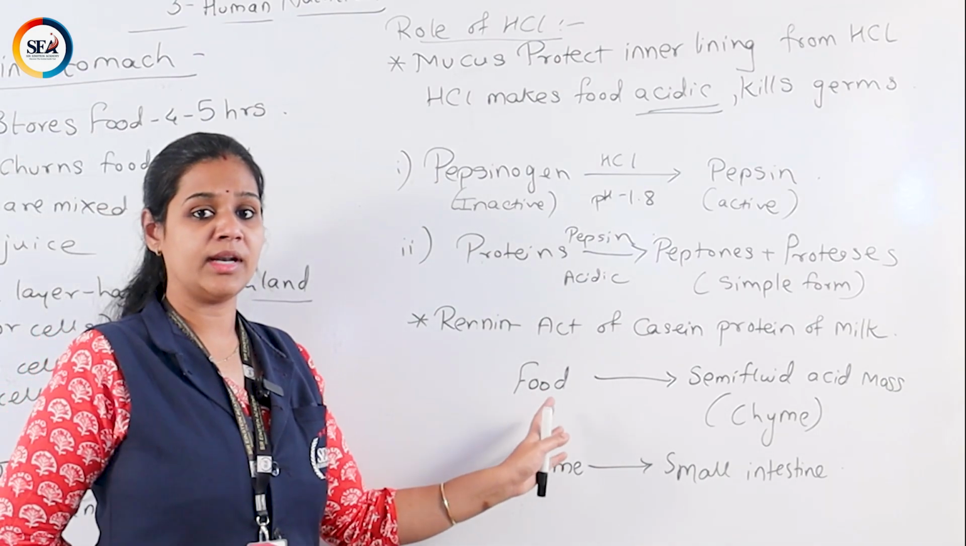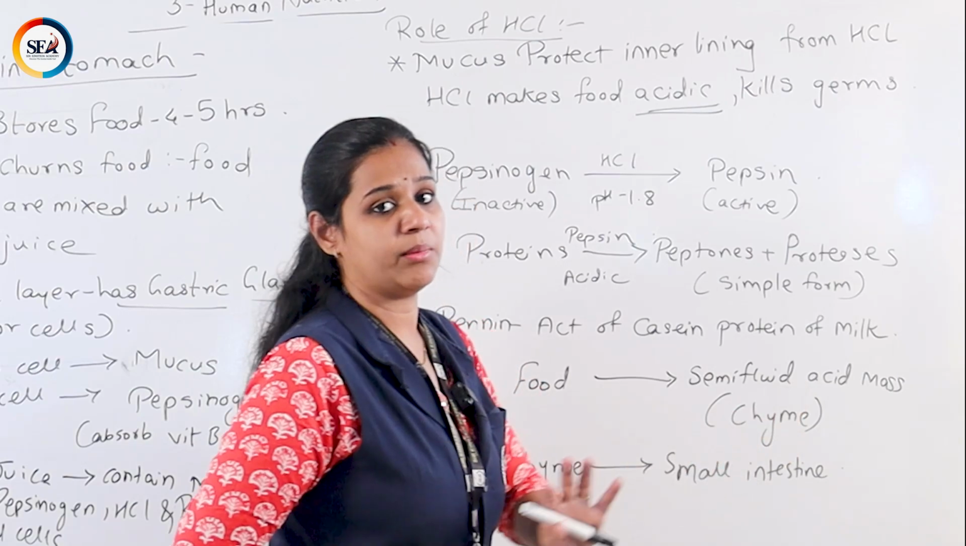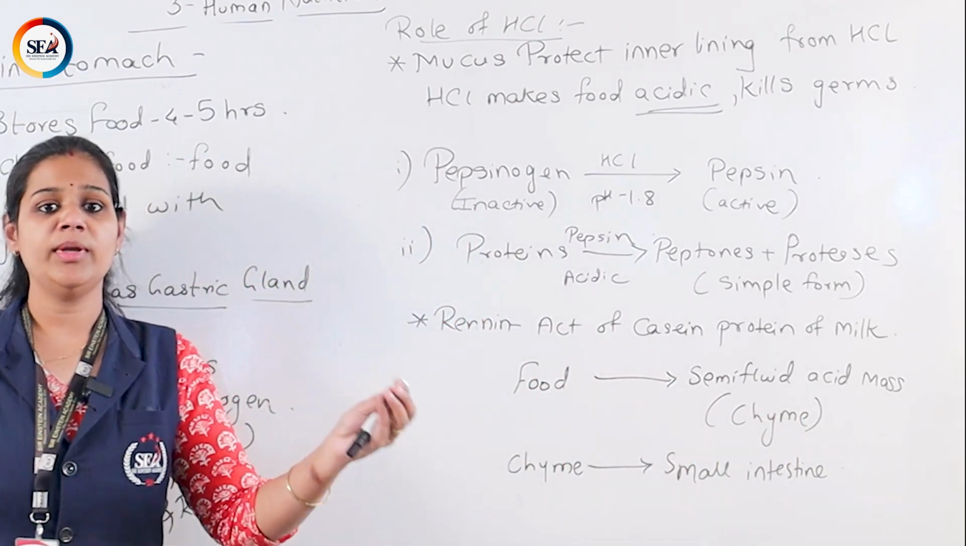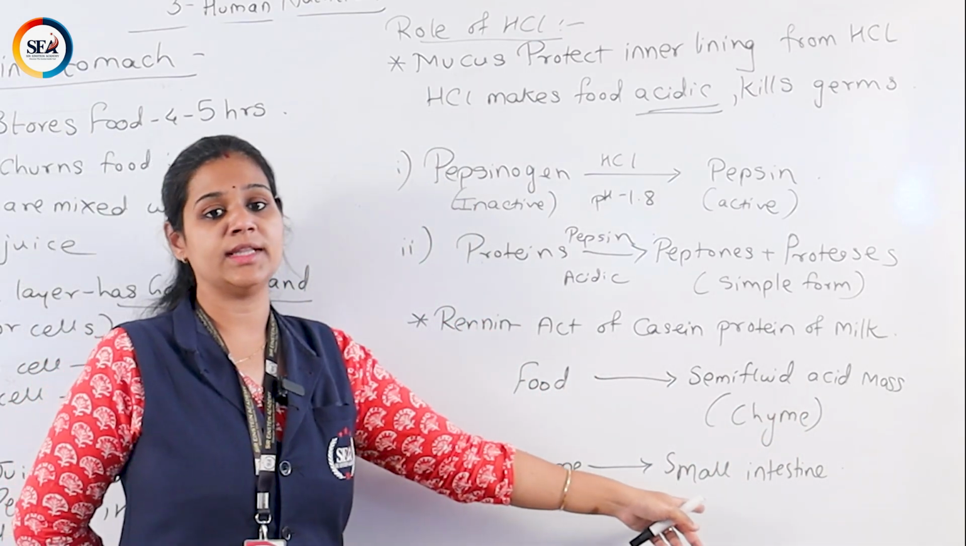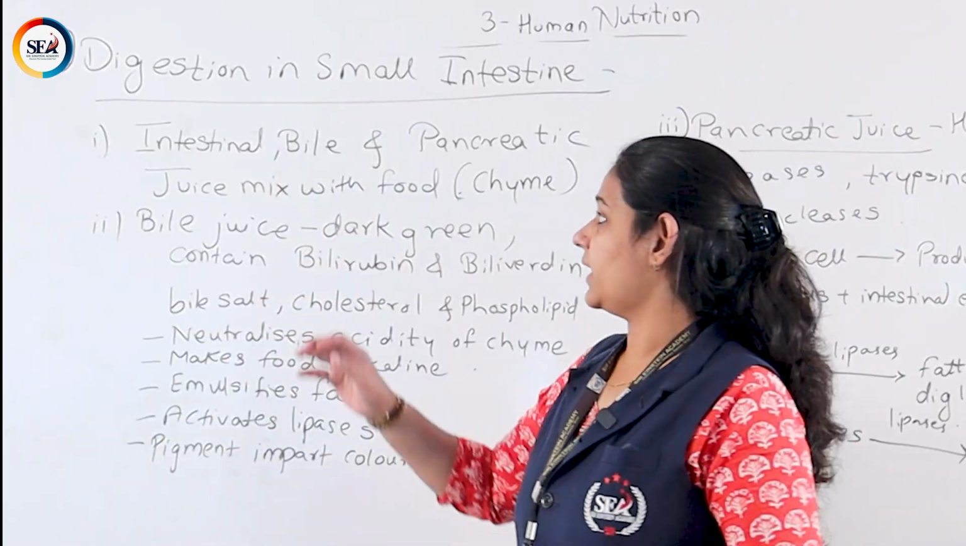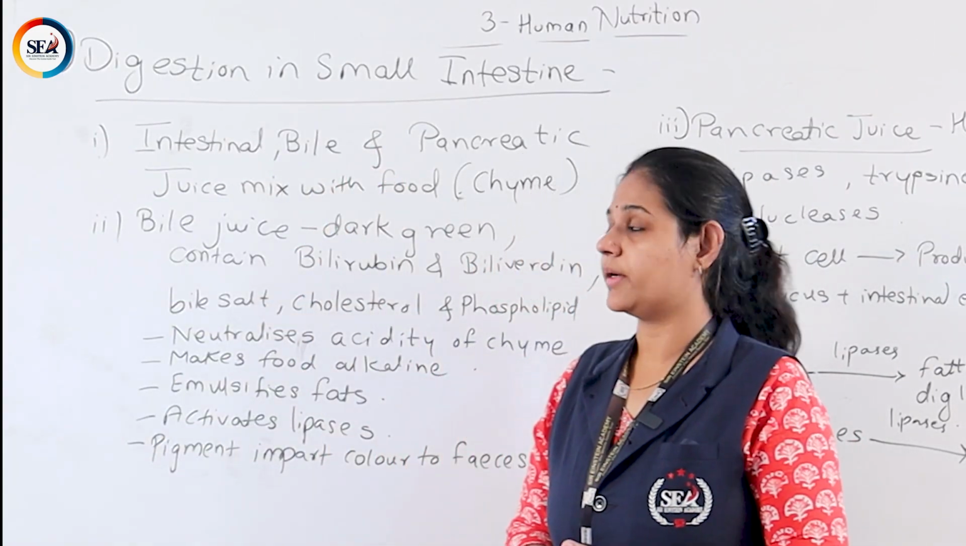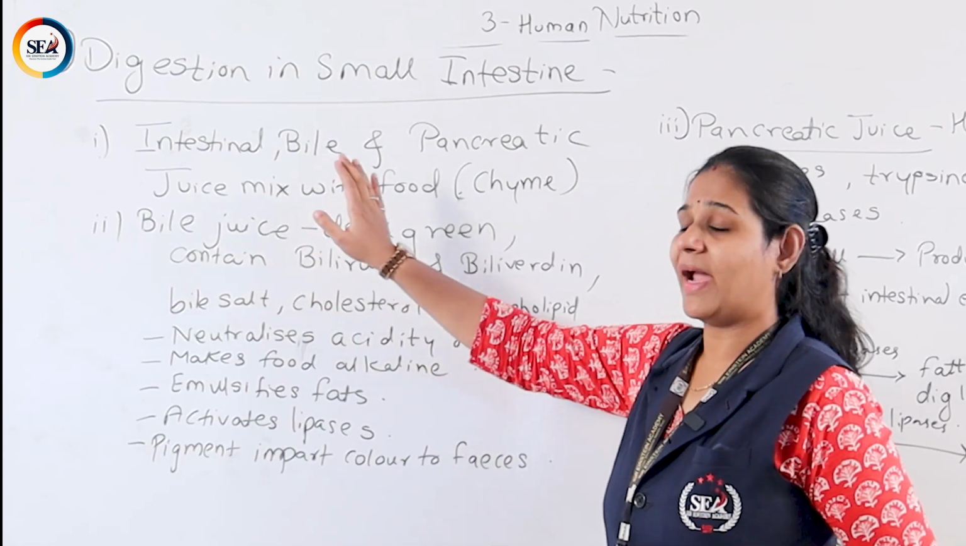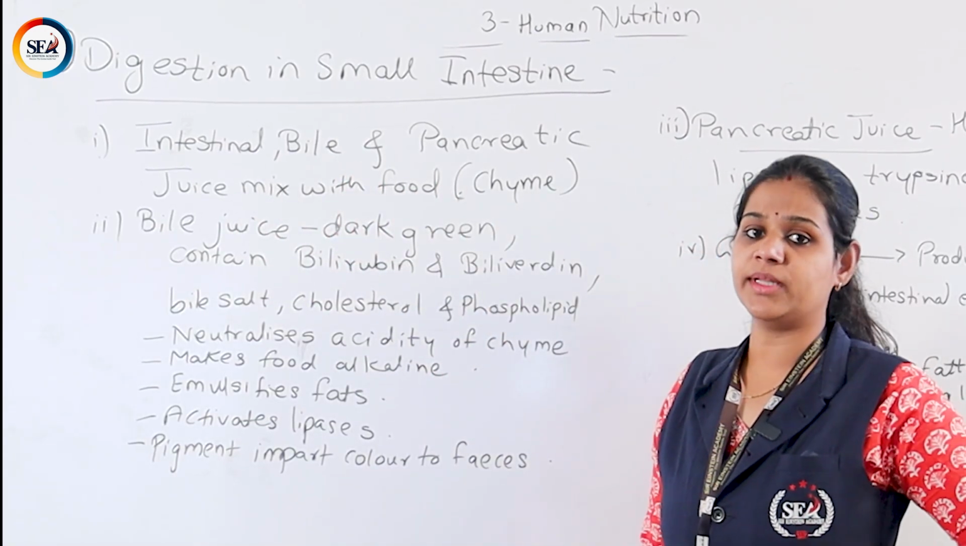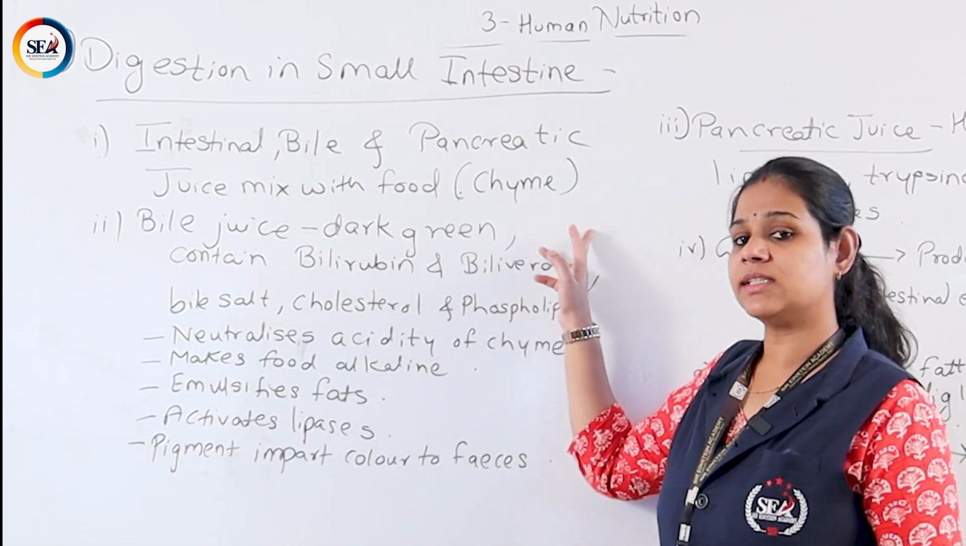Lastly, the food now is converted into a semi-fluid acidic mass, which is called chyme, and from here the food is passed into the next organ, that is the small intestine. The next is digestion in the small intestine. Here, intestinal juice, bile juice and pancreatic juice mix with the food, which we call chyme.